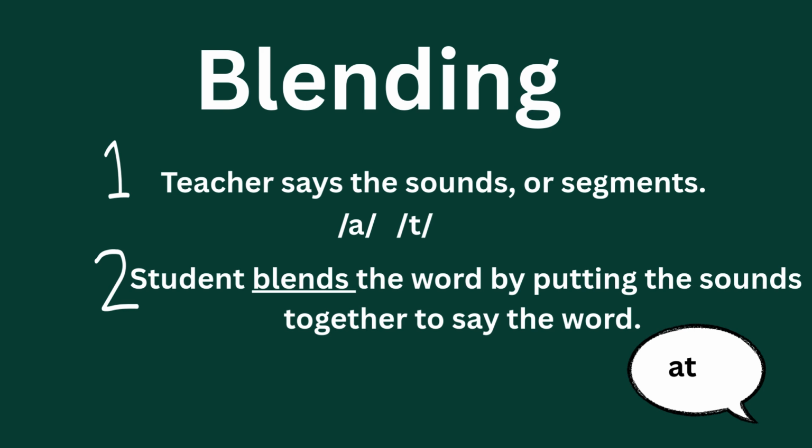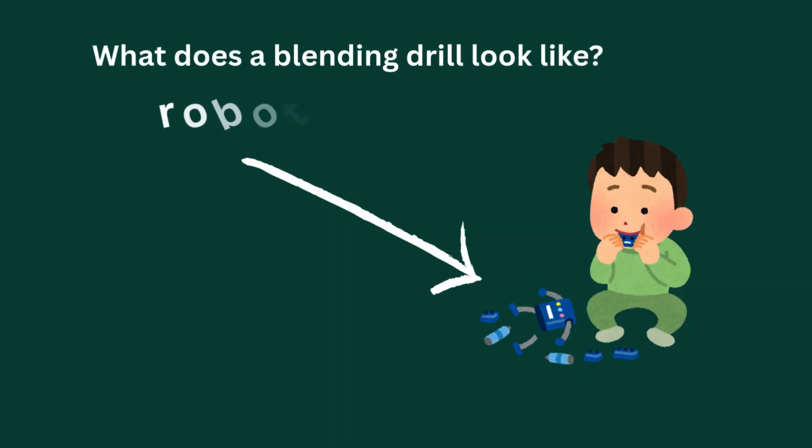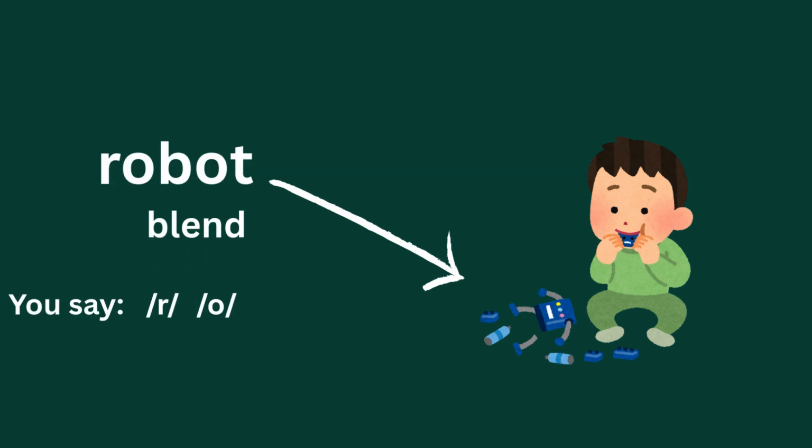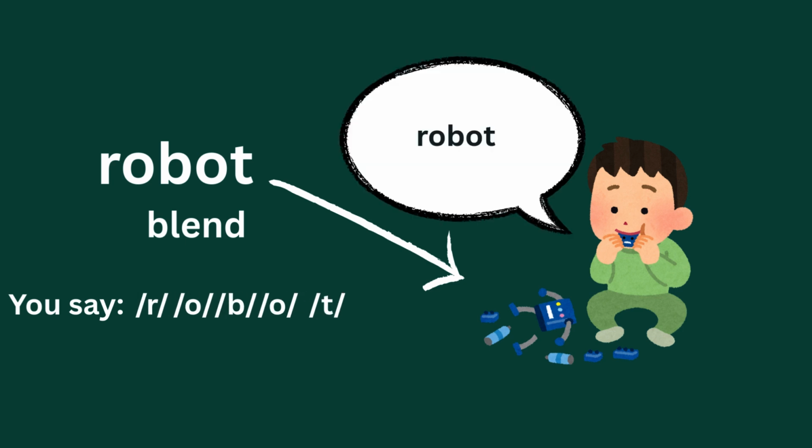For blending, the teacher will segment or say the sounds, and the student will blend the word together. M-at. Student says mat. Let's try with a word, robot. So the teacher would say the sounds and the student would blend. R-o-b, a-t. And the student blends robot.